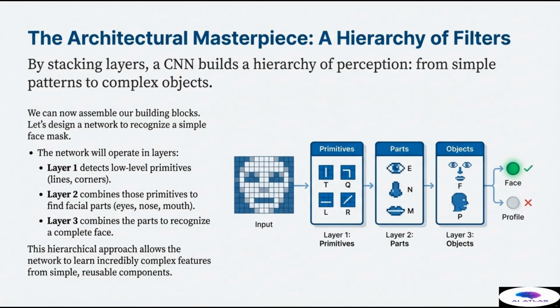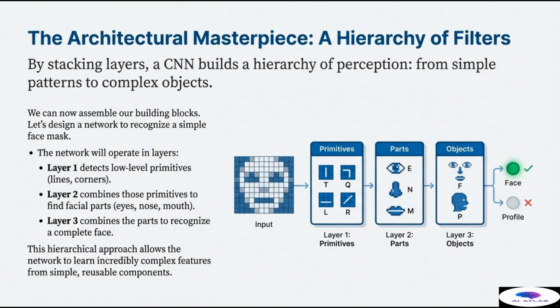Layer 1 uses low-level filters to detect fundamental primitives, such as horizontal lines, vertical lines, and corners, represented by the T, Q, L, and R filters. These are the simplest possible shapes. Layer 2 takes those primitives and combines them. It learns to recognize mid-level parts like eyes, E, noses, N, and mouths, M, by looking for specific spatial arrangements of the primitives. Finally, Layer 3 acts as the master assembler.